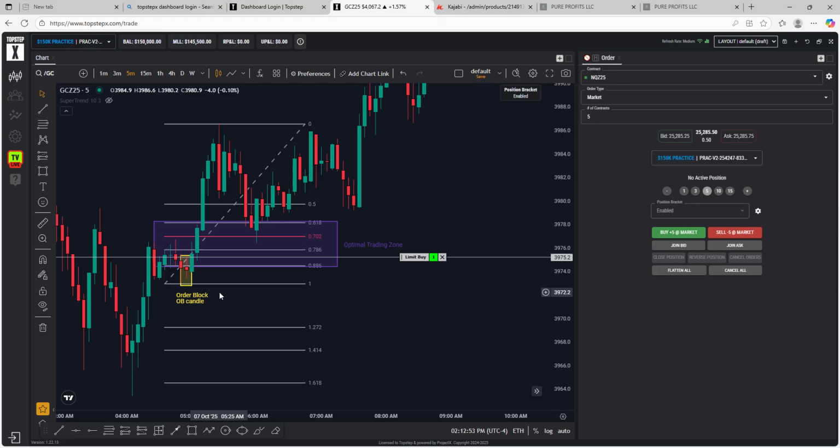But typically what you want is you want a fib level to match up with this OB candle. So in this scenario, if this wick matched up with the 786, that's what you want. You want this order block to align with the fib level that's in the optimal trading zone. You don't want it at the 618. And it's really for your risk.